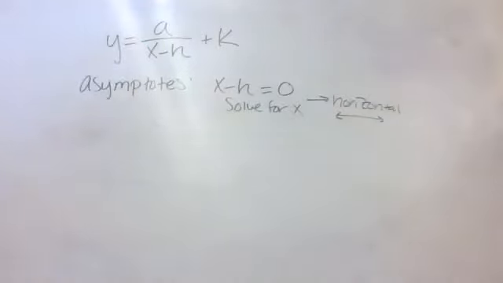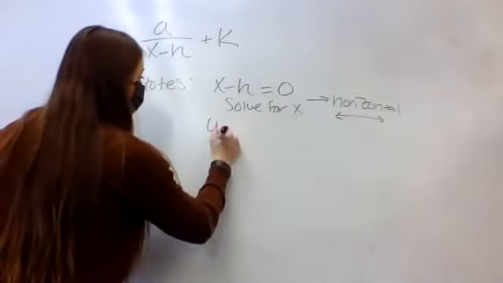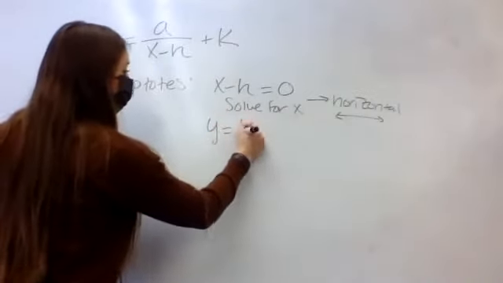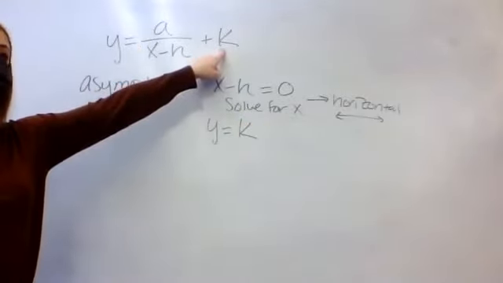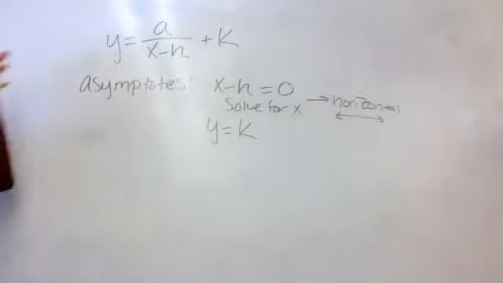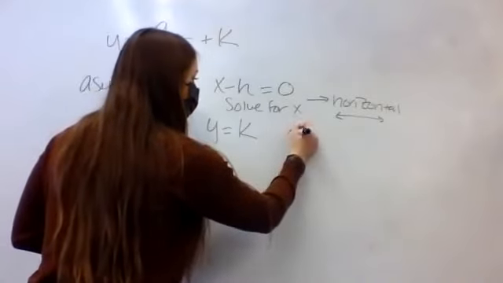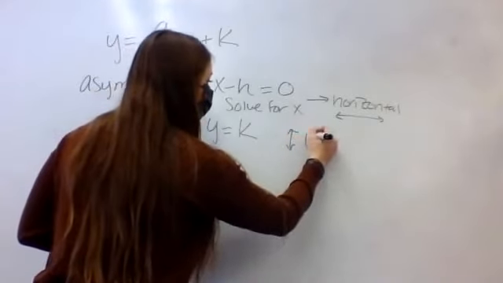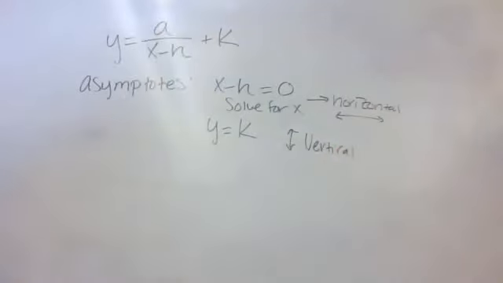The second asymptote is even easier. You're just going to have y equals your k value. Whatever value is written way out to the side of the fraction, not in the fraction but to the side of the fraction, that's your k value, which gives you your vertical asymptote. I don't want to go any further yet. I want to take you straight into an example.